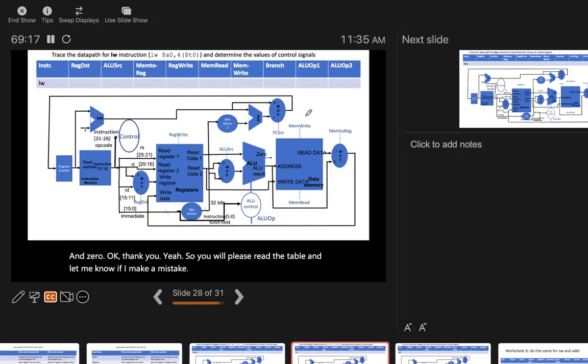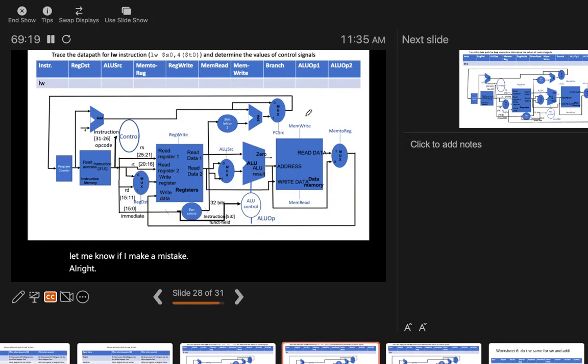Now, I would like for you to focus on the load word hardware. Just like how I traced the path for the add instruction, I would like for you to trace the path for the load word instruction and find the values for these different fields.